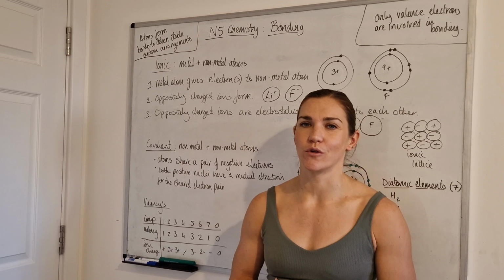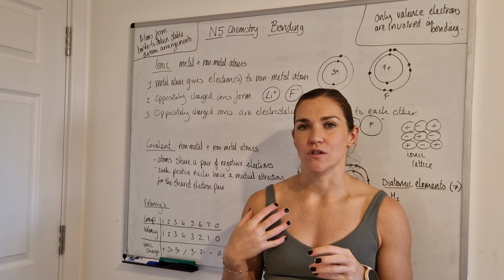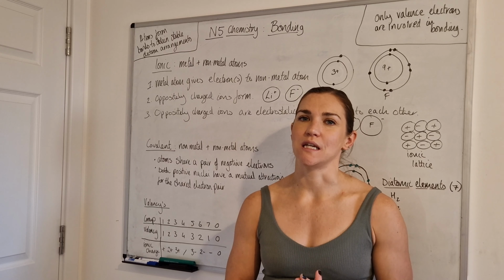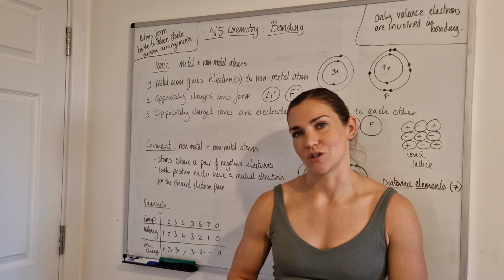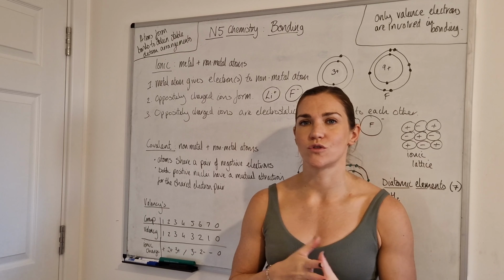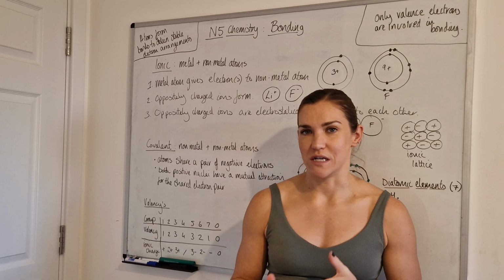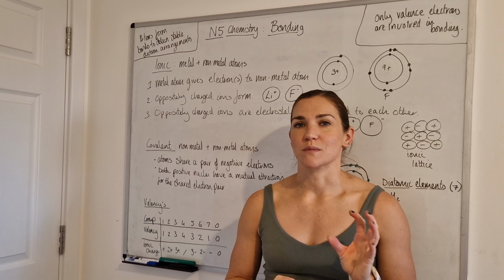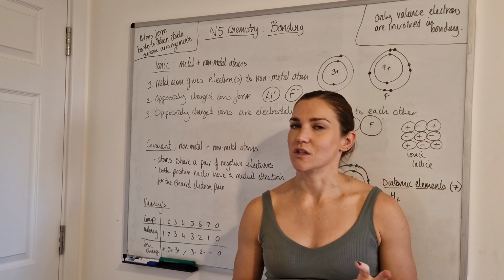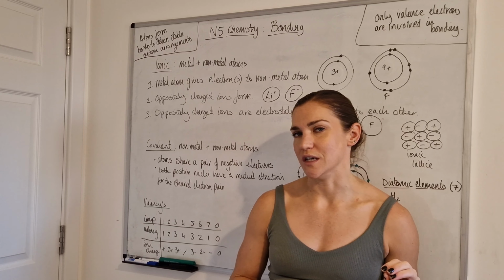In this video we're going to be going over the two types of bonding that you predominantly learn about in National 5 Chemistry within the bonding and structure topic. So those two types of bonding are ionic and covalent. You also learn about a type of bonding called metallic bonding, but you tend not to really talk about that until you get to Unit 3.